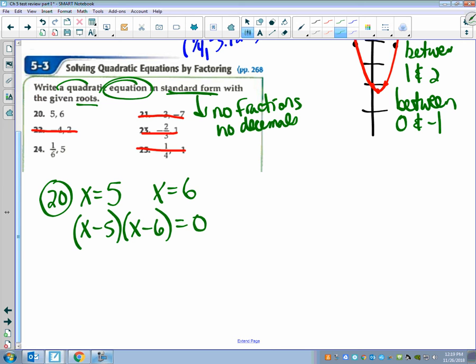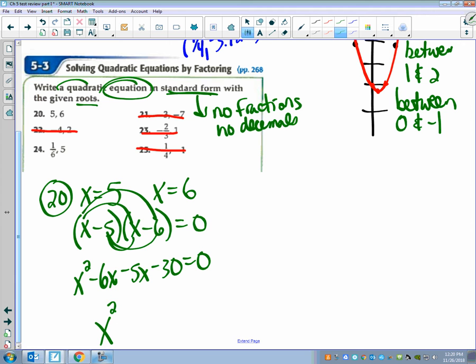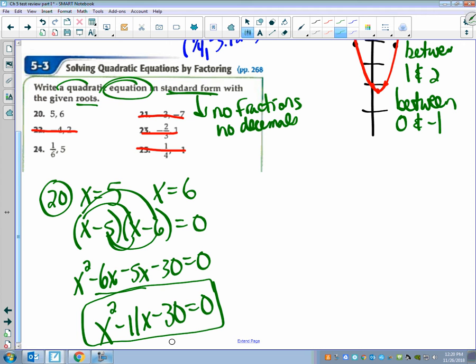So if I multiply this out, I get x squared minus 6x, right? That's this, and then minus 5x and minus 30. So combine the like terms in the middle, and I get x squared minus 11x minus 30 equals 0. And what is that saying? That's saying this equation would cross the x-axis at 5 and 6.